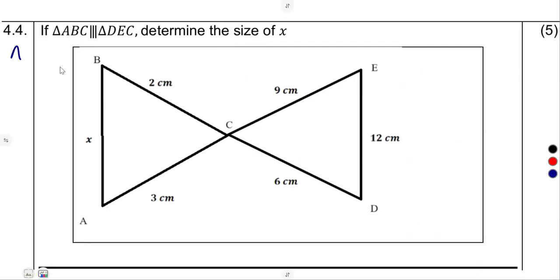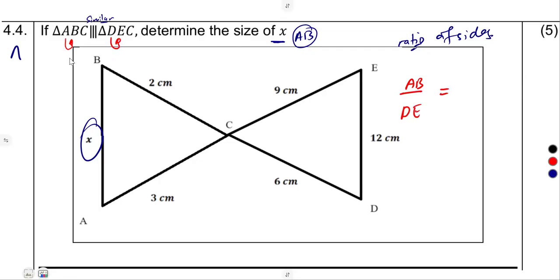On question 4.4, triangle ABC and these ones, they are similar. Remember our sign there? Similar. Similar figures are equiangular, and also the ratio of sides is the same throughout. So determine the value of x. X represents what? AB. We can use ratio of sides, proportion. Ratio of sides, which is equal throughout. AB over what? The corresponding side, which is DE, is supposed to be equal to BC over the corresponding side, which is what? E to C.